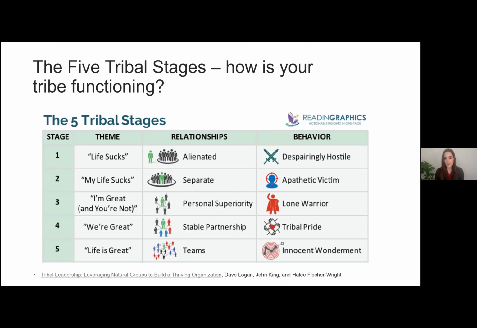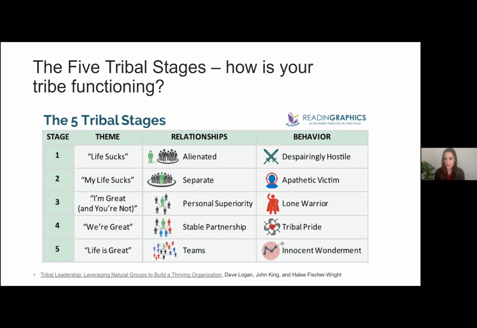And so I think that these types of teams are limited in what they're able to accomplish because they're not able to collaborate together. The difference with a stage 4 tribe or team is that they're really able to move beyond that and start collaborating. Within a stage 4 team, you go from I'm great to we're great.